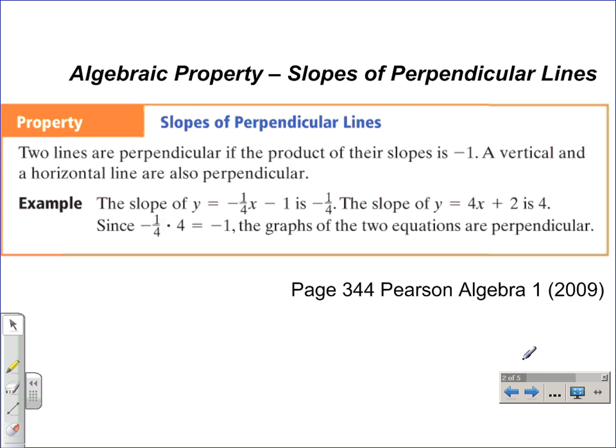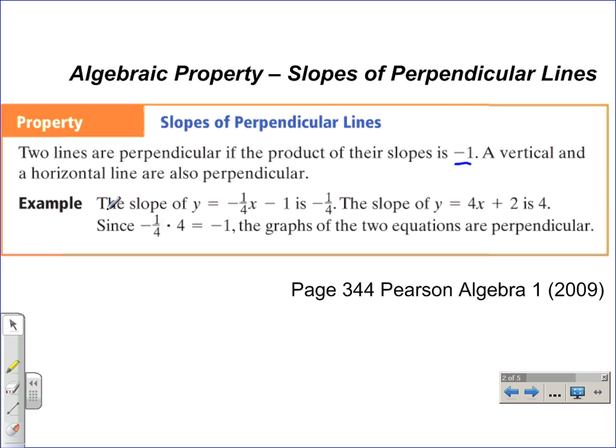Algebraic property: slopes of perpendicular lines. Two lines are perpendicular if the product of their slopes is -1. A vertical and a horizontal line are also perpendicular. This little stipulation, the last sentence about vertical and horizontal lines, is necessary because vertical lines have undefined slopes, so we couldn't multiply to get -1. So this is true for everything but this situation.